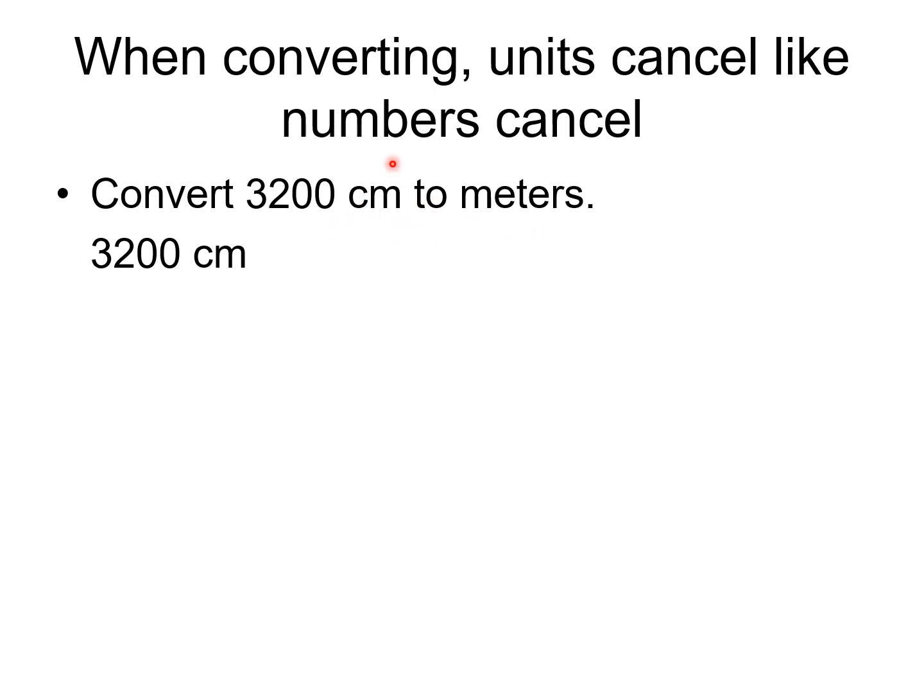Now, hopefully you know that there are 100 centimeters in every meter. So 3,200 centimeters should be equal to 32 meters. All right, so we know this example, but I want to go through the process so that you can see how it works in every conversion. So we have 3,200 centimeters, and what we're going to do is take that conversion and multiply by 1.